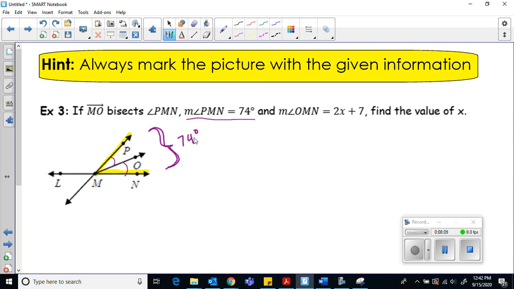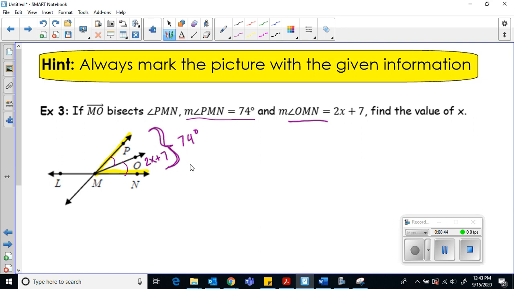And then we know that angle OMN, so start off with O to M to N, this piece of it is 2x plus 7 degrees. And then they want us to find x. So let's stop and think about this for a second. Can we set the 2x plus 7 equal to 74? Well, in this case, we can't because 2x plus 7 is half of the whole angle. It is not equal to the whole angle of 74, it's half of it.